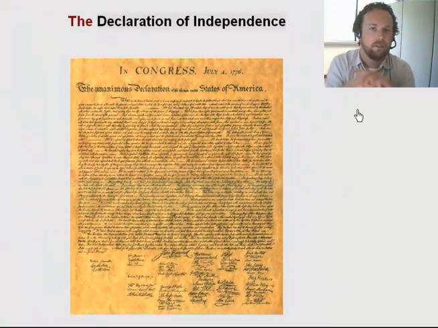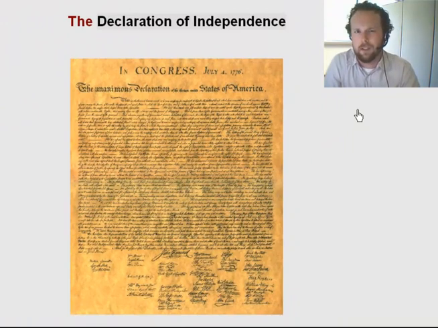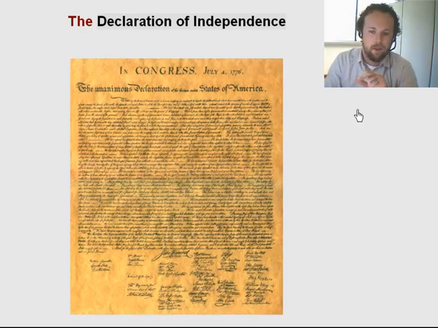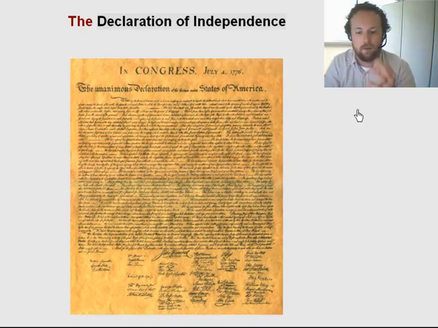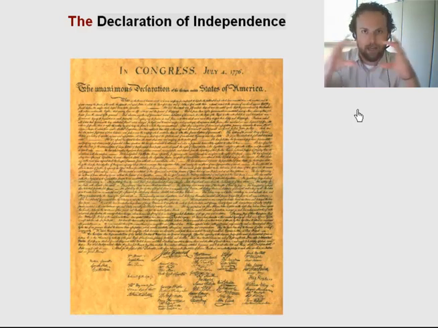So let's look at the actual document that was sent to King George. Now, the Declaration of Independence as a document consists of three main parts. We have first the introduction, which is known as the preamble. That kind of states everything that the document is going to be about. And then there are three main parts following that.